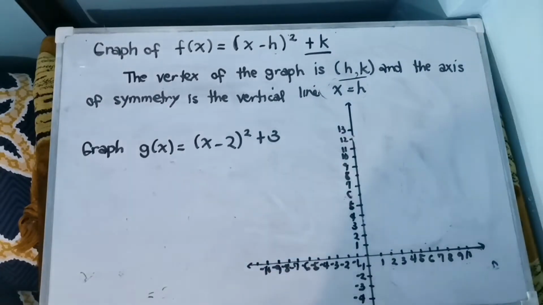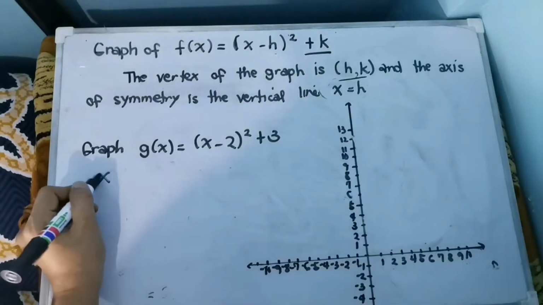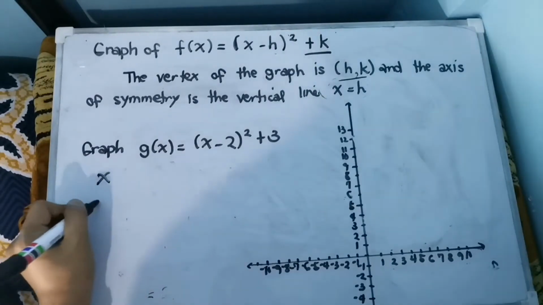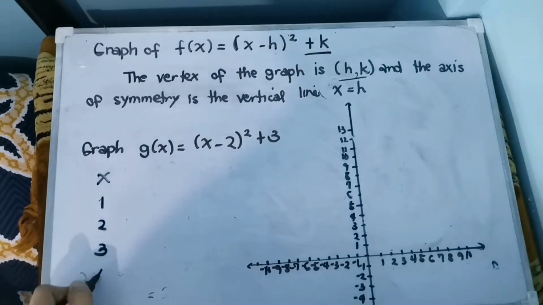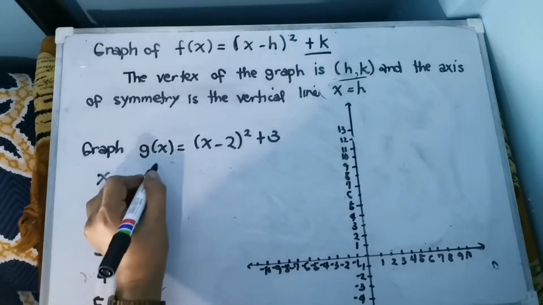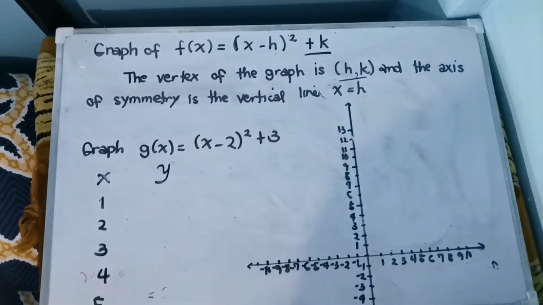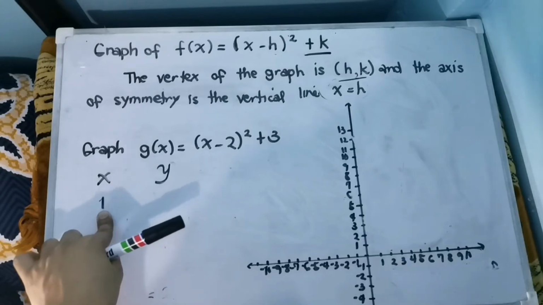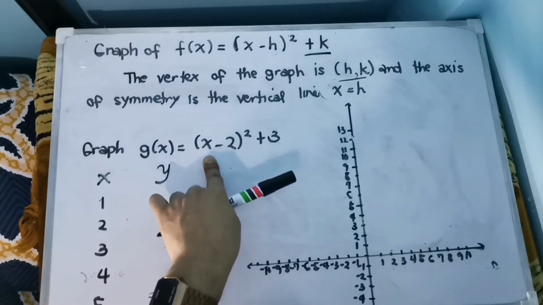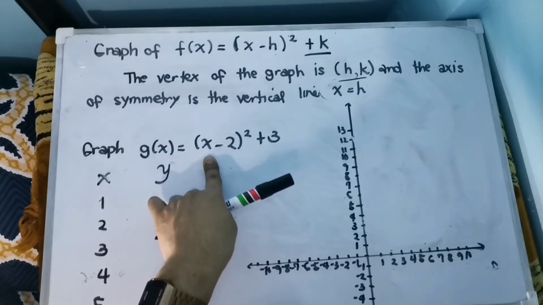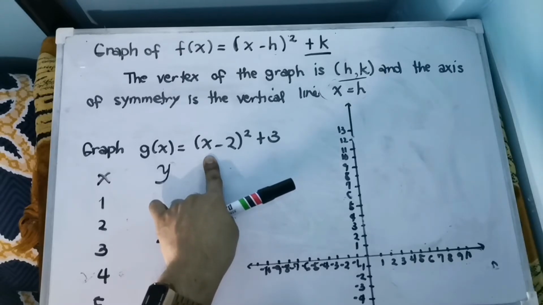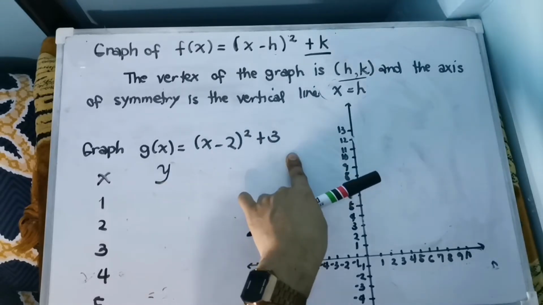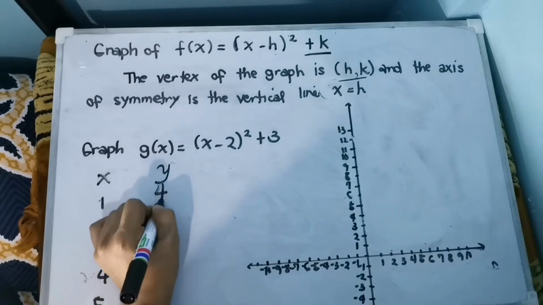So, let us say we have here the values of x. We need to assign values of x, for example 1, 2, 3, 4, 5, and we need to find the values of y. So, for us to be able to find each value of y, we need to substitute each value of x. So, let's start with 1. If x equals 1, substitute lang natin dito. 1 minus 2 is negative 1 squared, that is 1, plus 3, you have 4.